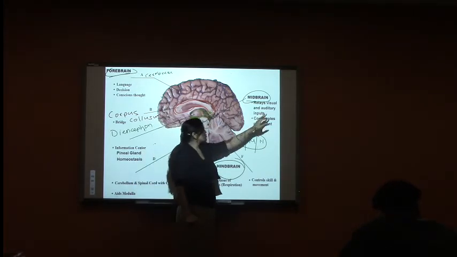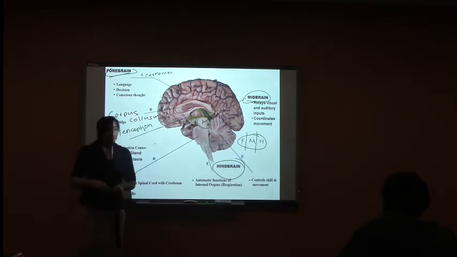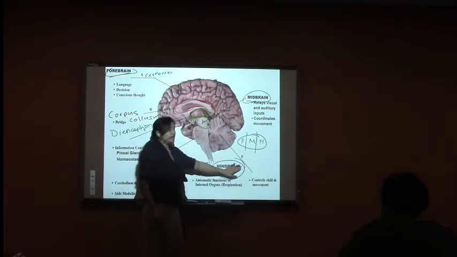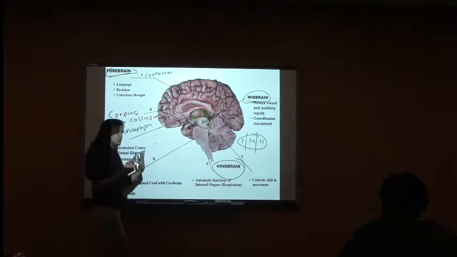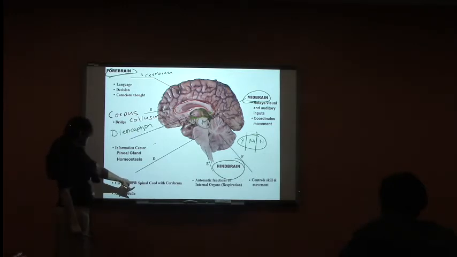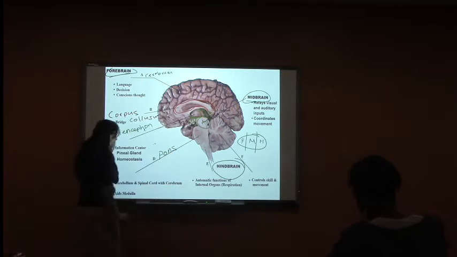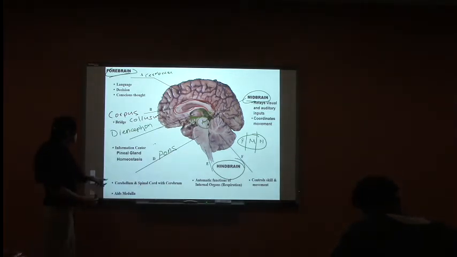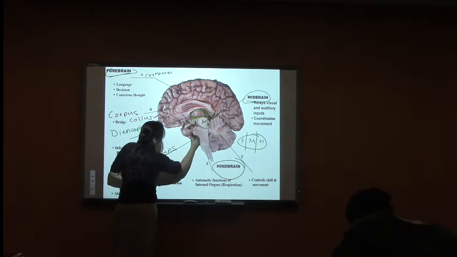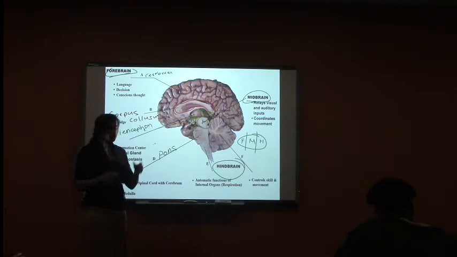Midbrain relays visual and auditory inputs. It coordinates movement as well. Okay? Then you have the hindbrain. Hindbrain further got divided into three different structures. This is the pons. Okay? Pons is this protrusion right here, close to this. It's better to see when you're actually looking at the brain.